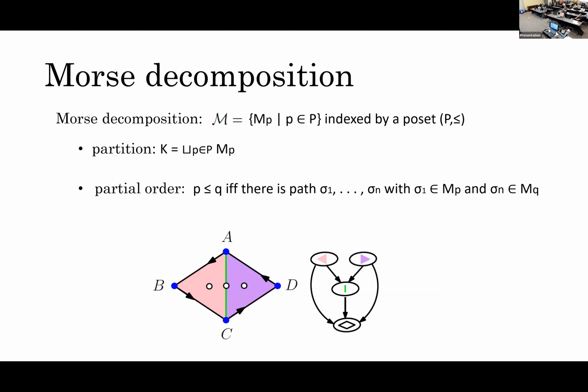Once you are in the orbit, you are trapped. You cannot go anywhere else. Okay, so this is the depiction of the Morse decomposition indexed with the partial order, the poset.